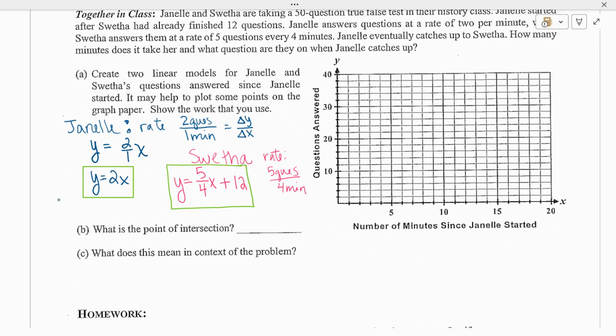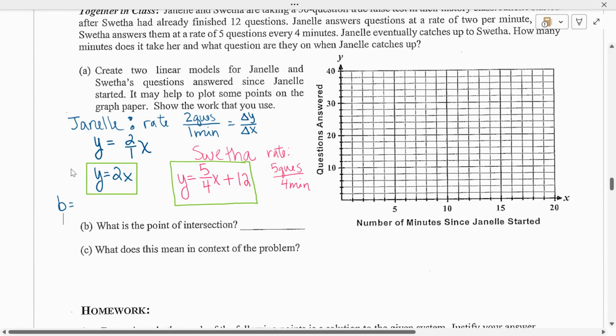Where do I begin? Is there a y-intercept listed there? That means that the y-intercept is 0. You begin at 0. And my slope is 2 over 1. It means I'm going to go up 2 and over 1. Okay? Up 2 and over 1.